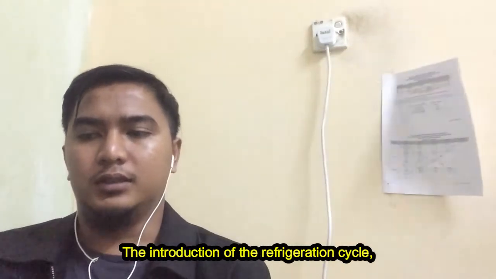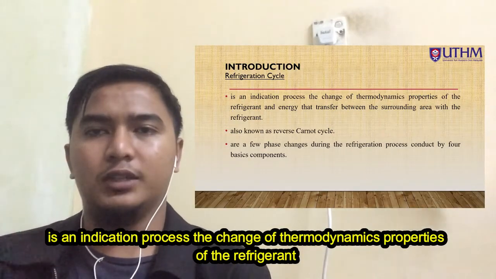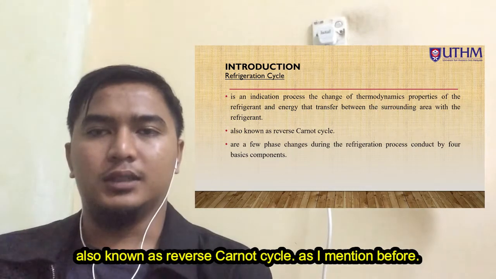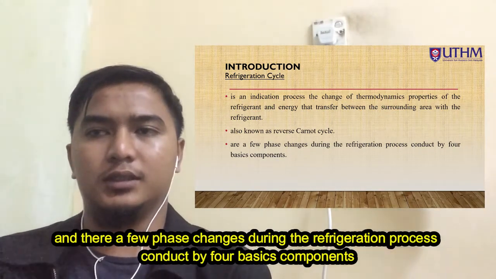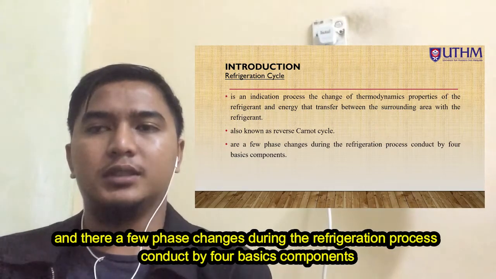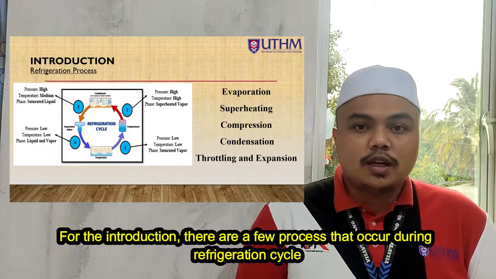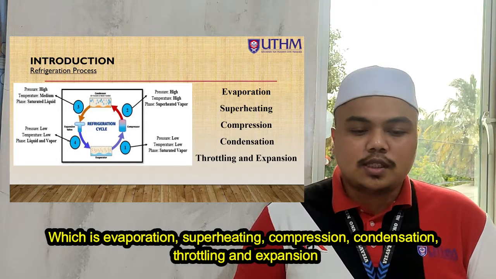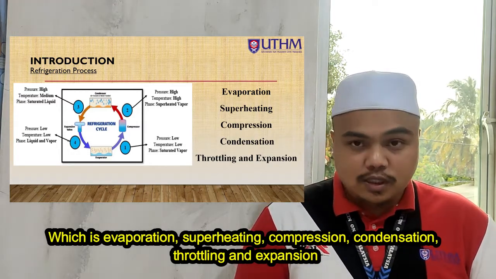The introduction of a refrigeration cycle: it is an indication process, which is the change of thermodynamic properties of the refrigerant and the energy that is transferred between the surrounding area. It is also known as a reverse Carnot cycle, as I mentioned before. There are a few phase changes during the refrigeration process, which has four basic components: evaporation, superheating, compression, and condensation. The processes that occur during the refrigerant cycle are evaporation, superheating, compression, condensation, and throttling and expansion.